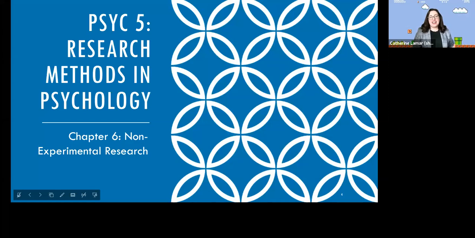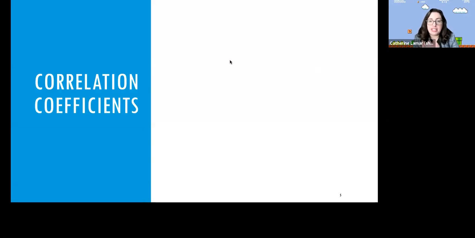Correlation coefficients are very useful in correlational or non-experimental research. They're really useful because they give researchers a very quick and efficient way to understand two key pieces of information. Correlation coefficients tell researchers the strength of the relationship between two variables and the direction of the relationship between two variables. So they tell researchers if two variables are strongly related or weakly related or maybe moderately related. And they also tell researchers if that relationship is positive or negative.